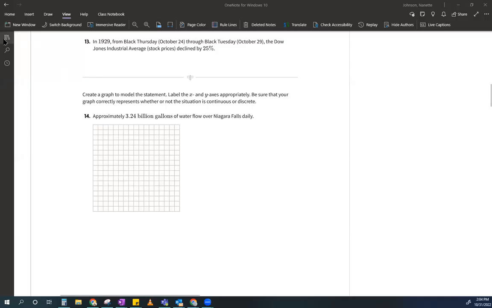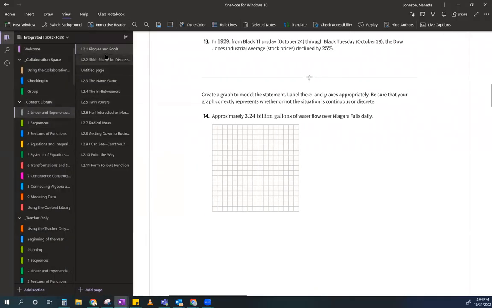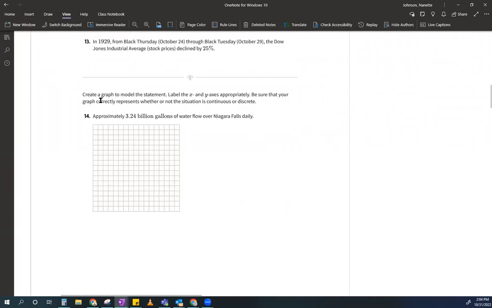Okay, so I'm going to go over 2.1 RSG number 14 and 15. It says create a graph to model the statement and then label the X and Y axes appropriately, and then be sure that your graph correctly represents whether or not the situation is continuous or discrete. Okay, so it says approximately 3.24 billions of gallons of water flow over Niagara Falls daily.